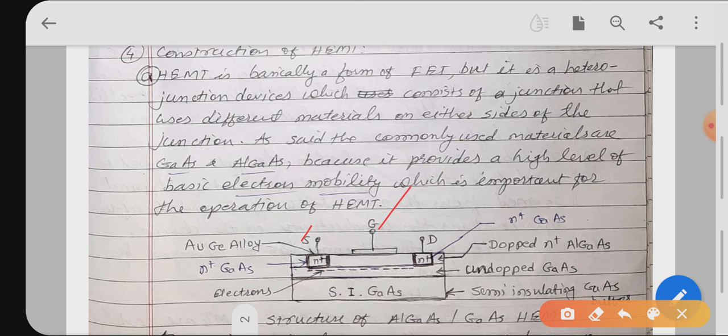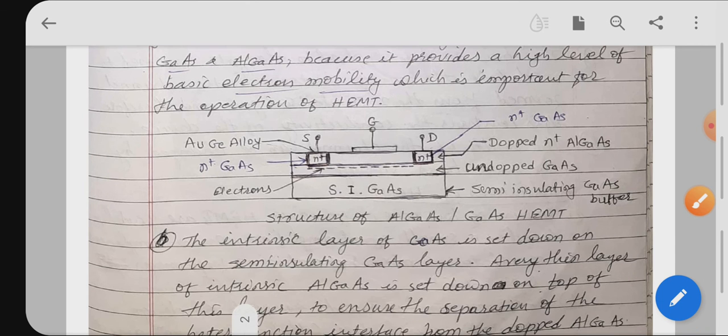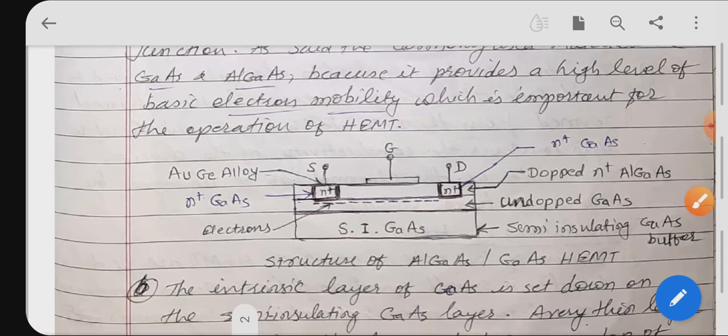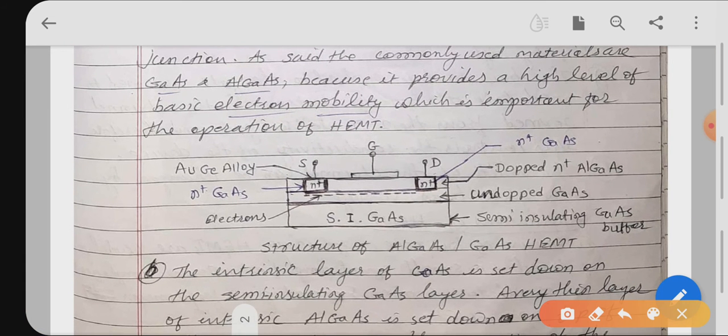Okay, so the electron mobility offered by gallium arsenide and aluminum gallium arsenide is very high. That's why these materials are preferred for the fabrication of HEMT. So as you can see here in the construction, there is a semi-insulating gallium arsenide material at the base.